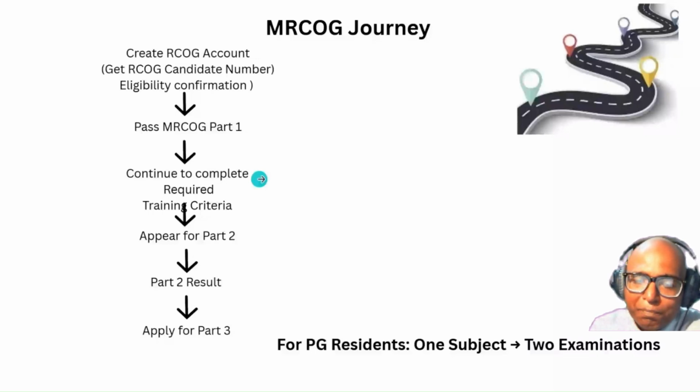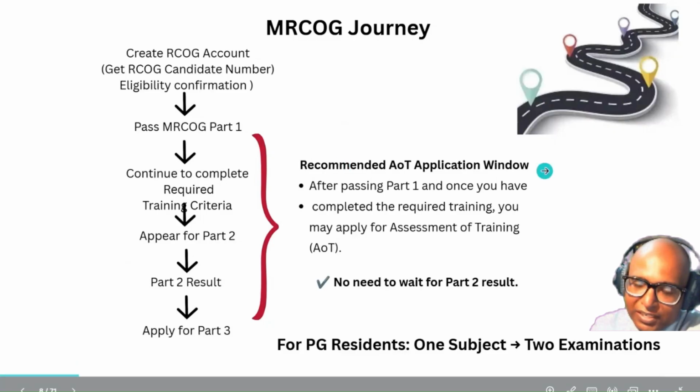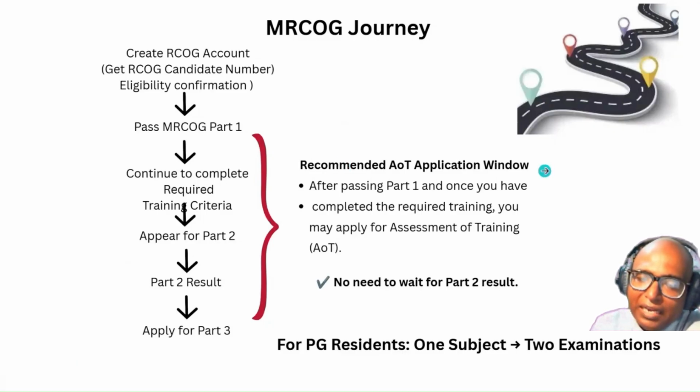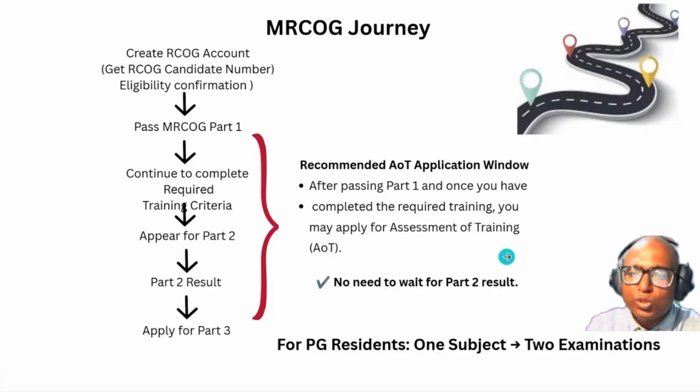Okay, so before you appear for the third part, there is one application procedure called assessment of training, where you will apply along with your training certificate stating that you have adequate experience. Okay, that is the 4 years. So after passing part one, and once you have completed the required training, you will be able to apply for the assessment of the training. There is no need to wait for the second part.